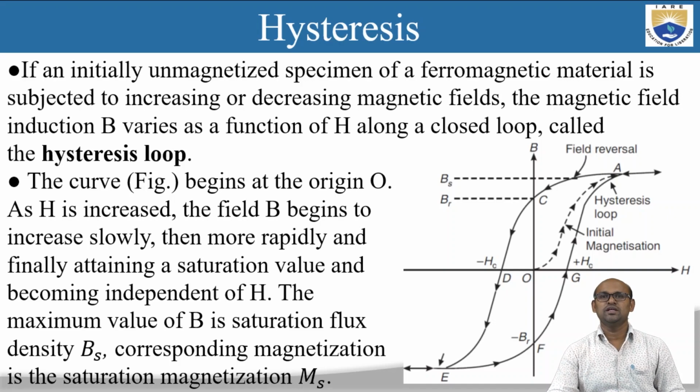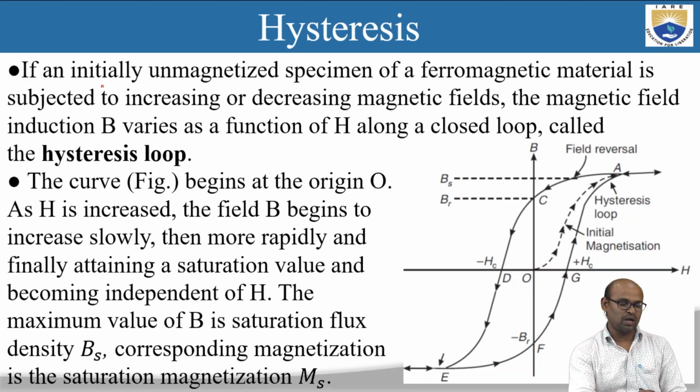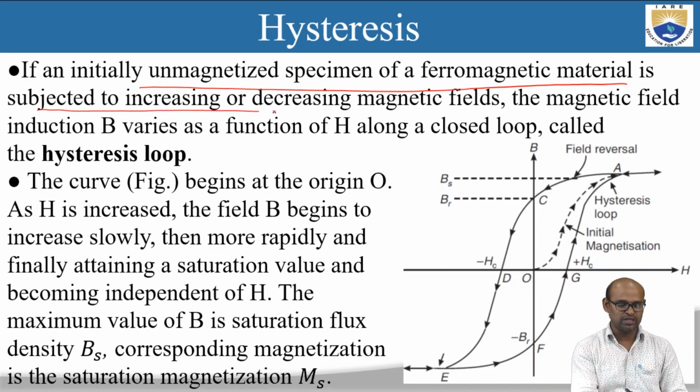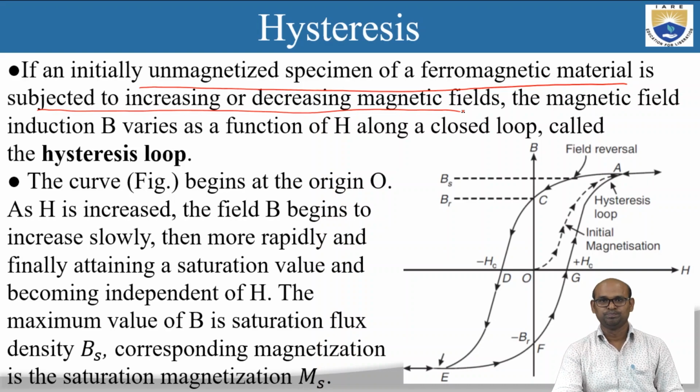If an initially unmagnetized specimen of a ferromagnetic material is subjected to increasing or decreasing magnetic fields, the magnetic field induction varies as a function of H along a closed loop called the hysteresis loop. So, the hysteresis loop, or BH curve, is obtained when an initially unmagnetized specimen of a ferromagnetic material is subjected to increasing or decreasing magnetic fields.